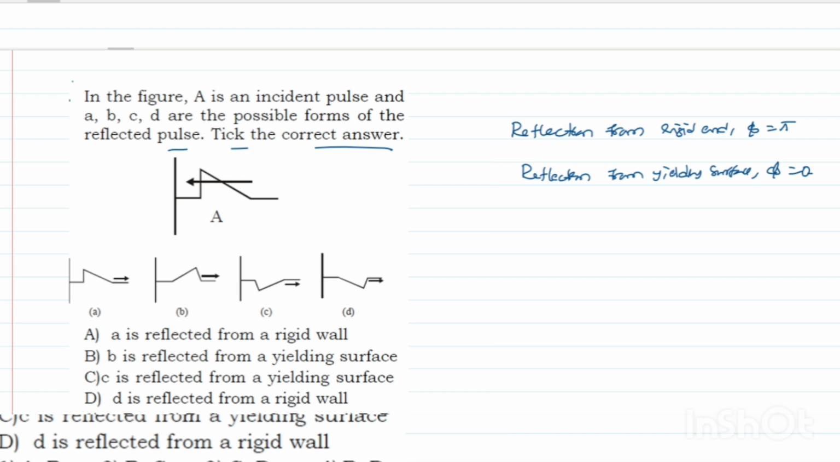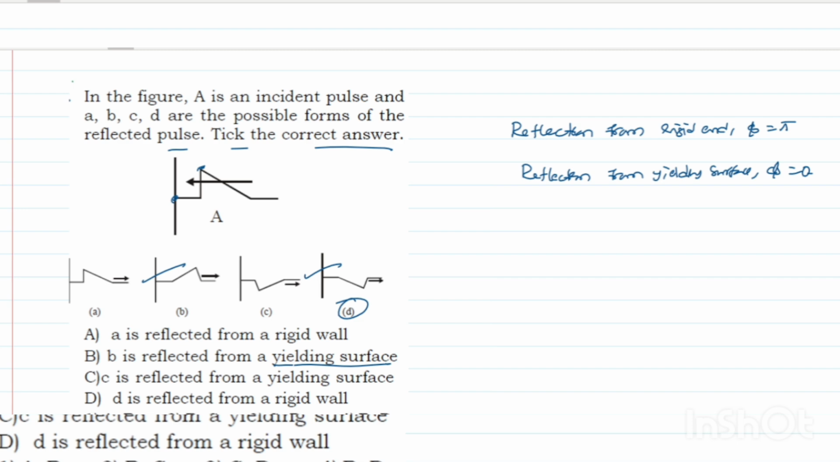So here the diagram will be B. Here it is reflected from the yielding surface, so there won't be any phase difference, and the wave will be reflected back in the same direction with the same amplitude. And D is reflected from the rigid wall, where the phase difference will be 180 degrees.